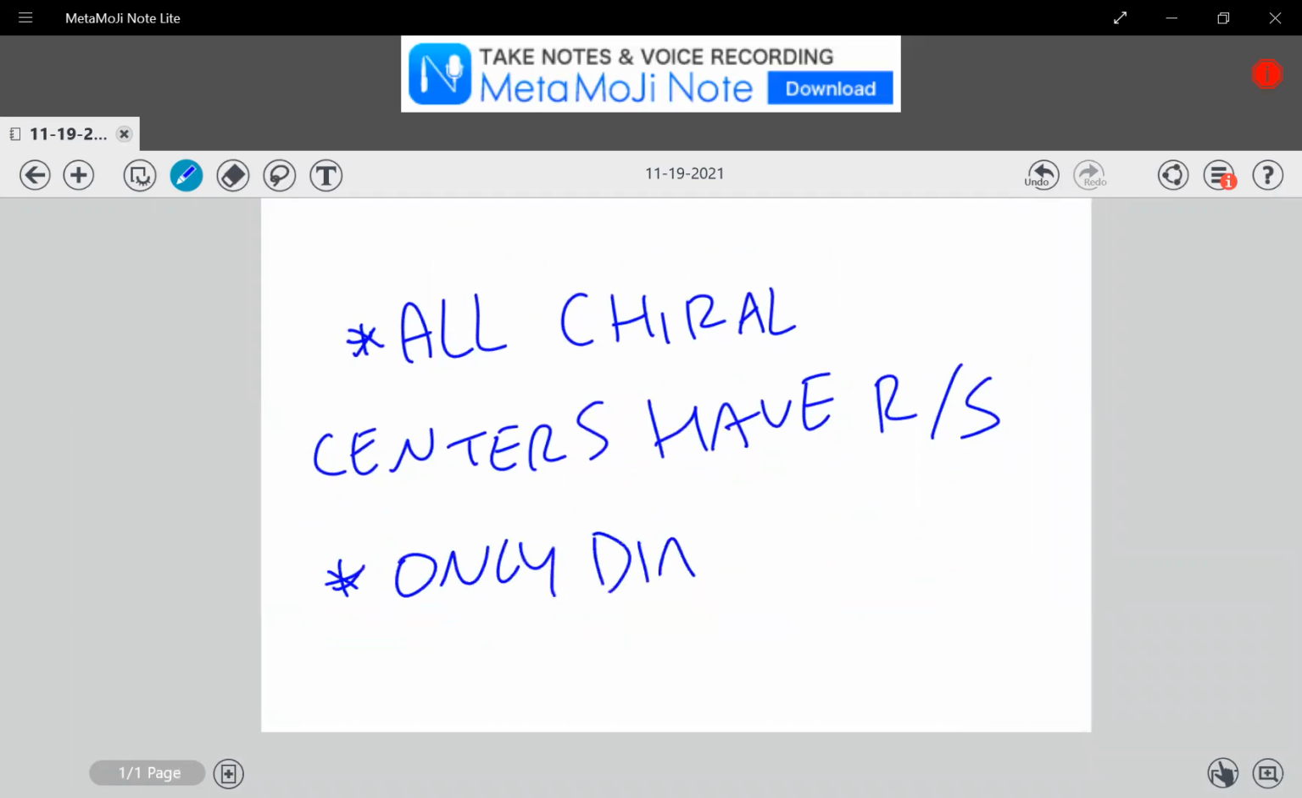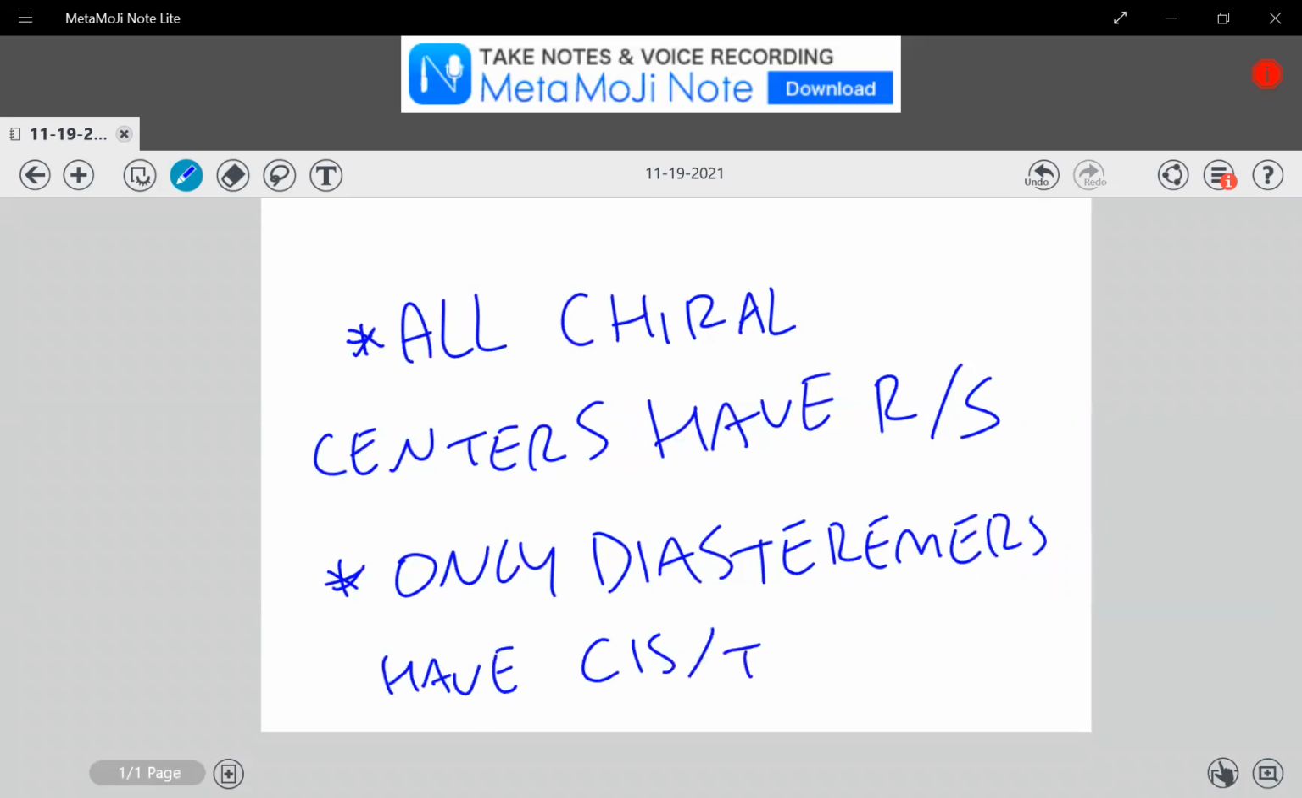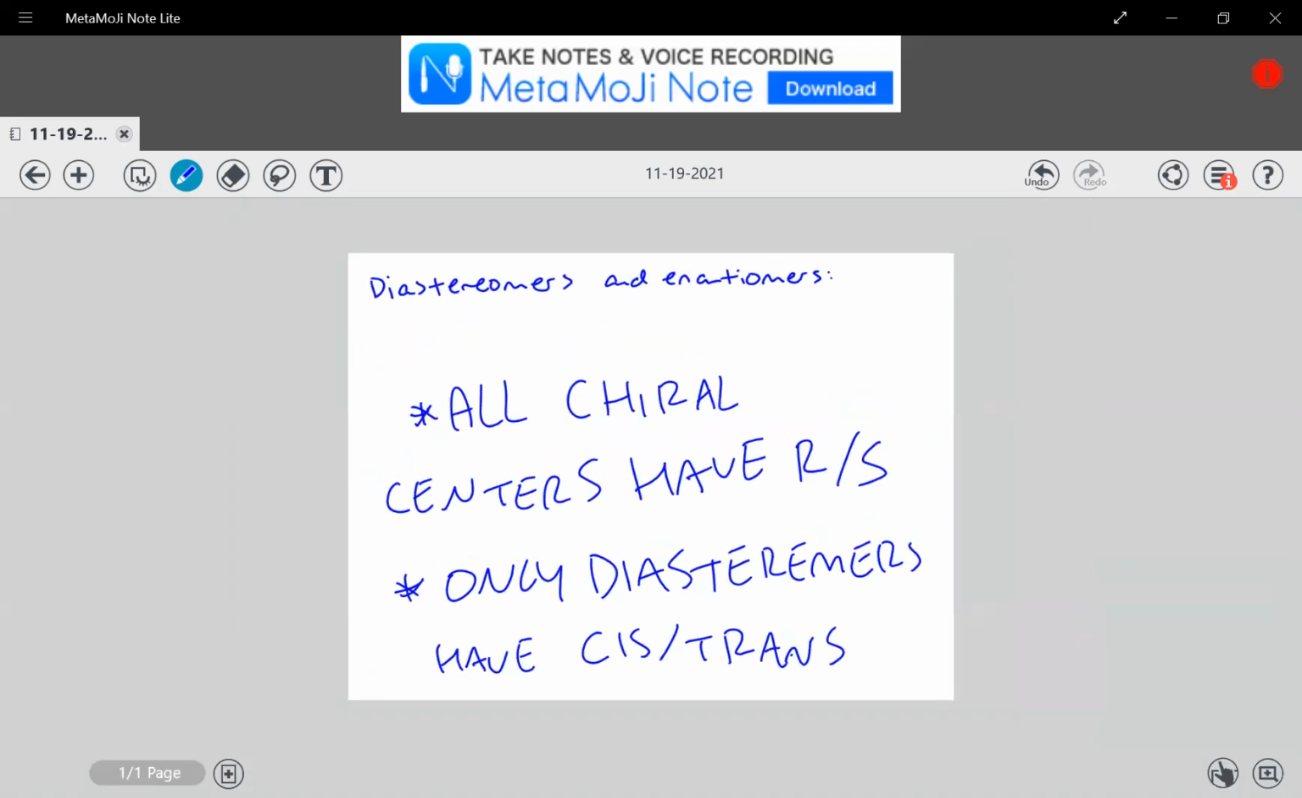Only diastereomers, you know what that says, have cis-trans. Okay? Take a screenshot. Remember that. Now we're gonna see what is going on. Now diastereomers are gonna have R and S too.